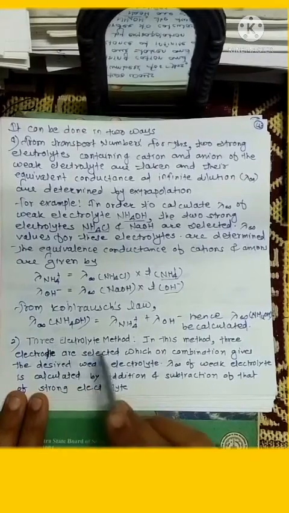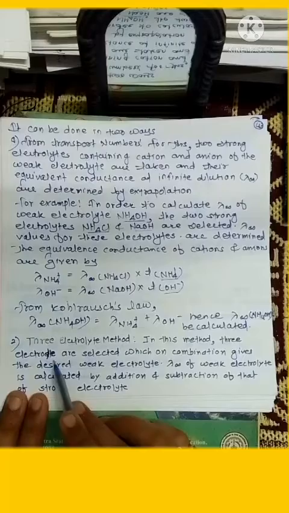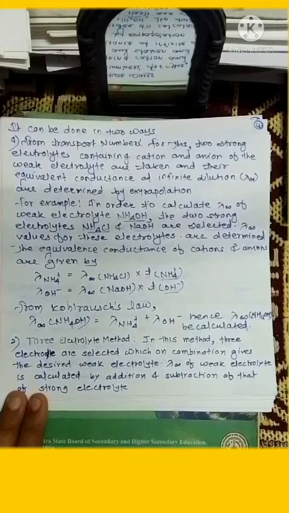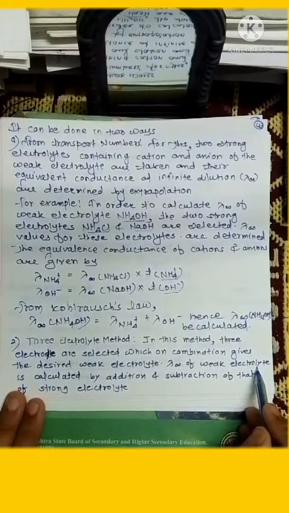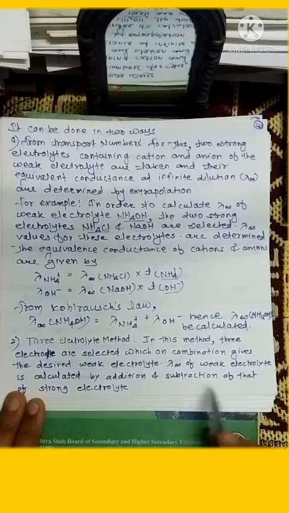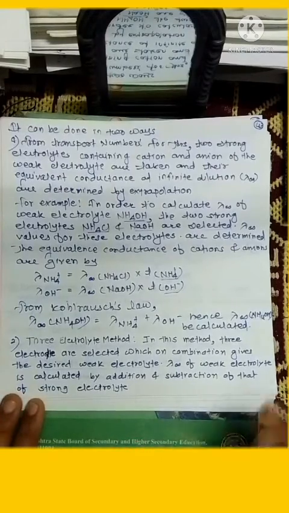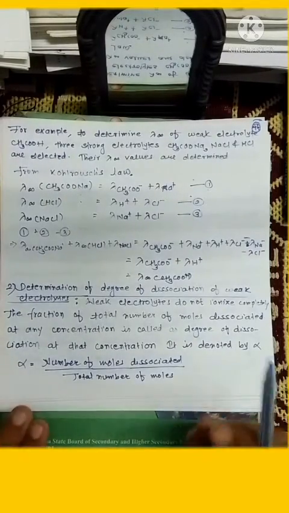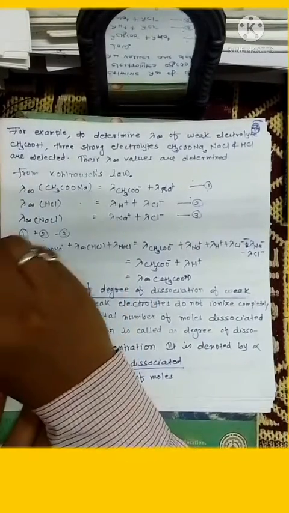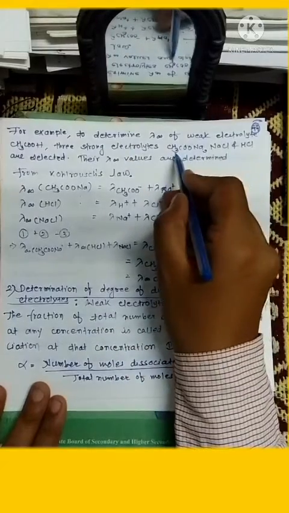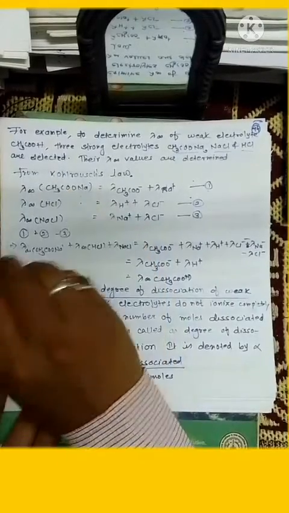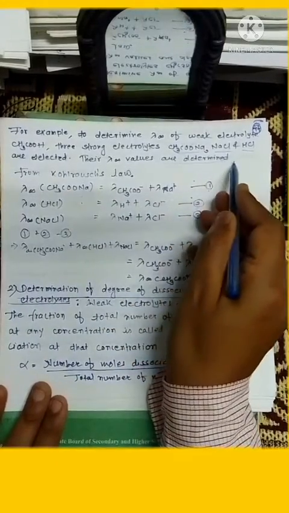The second method is the three electrolyte method. In this method, three electrolytes are selected which on combination give the desired weak electrolyte. Lambda infinity of the weak electrolyte is calculated by addition and subtraction of strong electrolytes. For example, to determine lambda infinity of a weak electrolyte, say acetic acid, three strong electrolytes, that is sodium acetate, NaCl and HCl, are selected. Their lambda infinity values are predetermined.